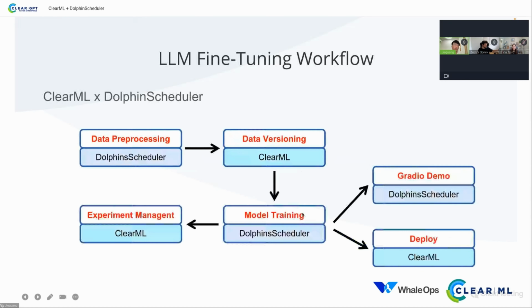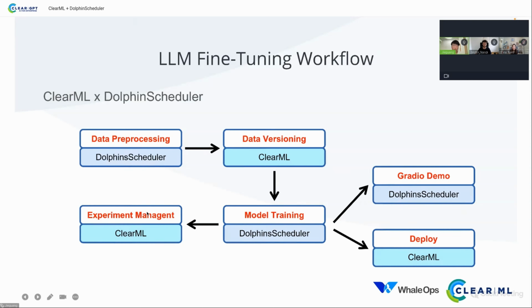Let me give you a quick overview of how our whole workflow goes down. First off, DolphinScheduler takes care of preparing data. Next, DolphinScheduler passes the prepared data to ClearML to keep track of different versions of our data. When it's time for model training, we can pull out a specific version of our data from ClearML. Then DolphinScheduler kicks off the job of training our model, which actually runs on your own servers.